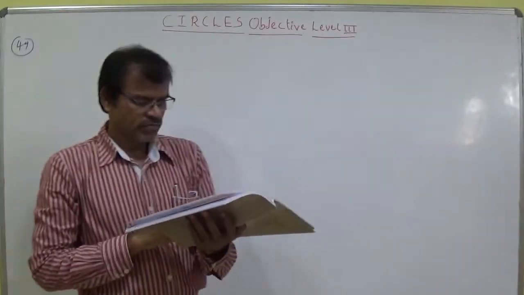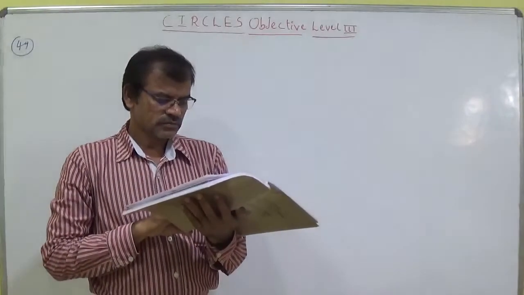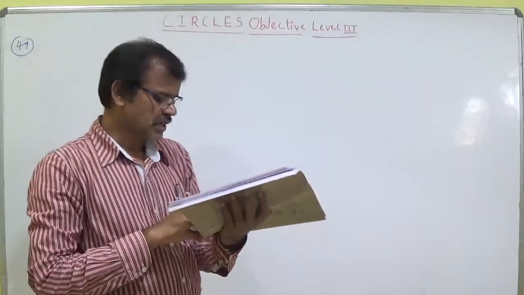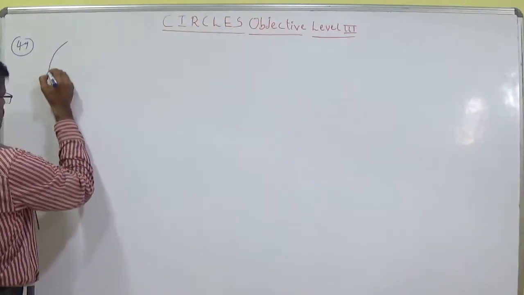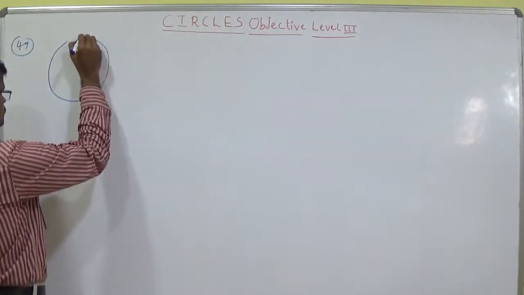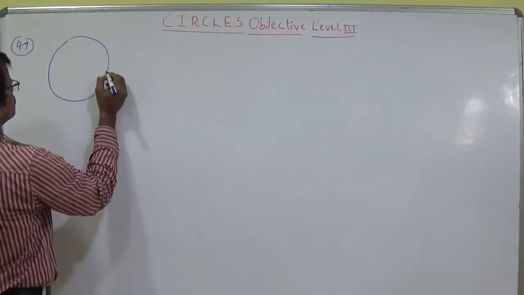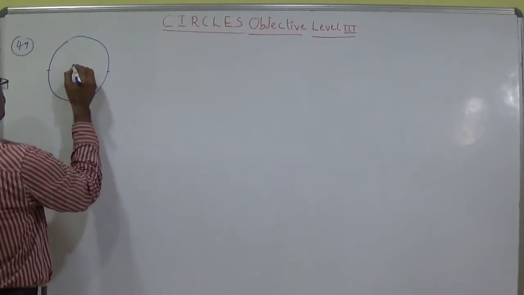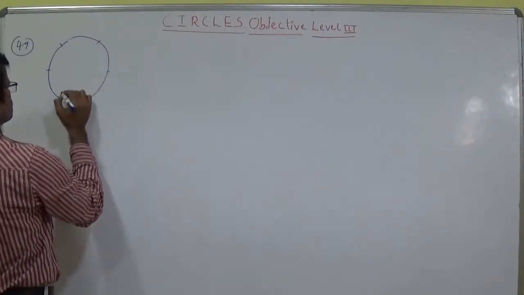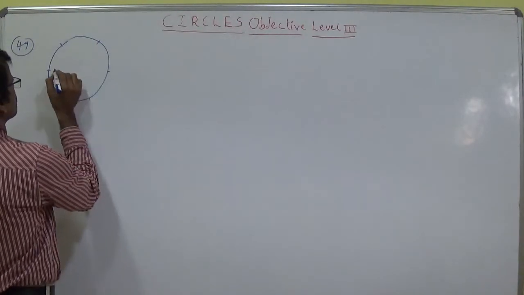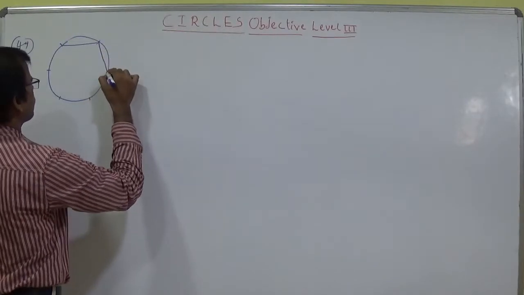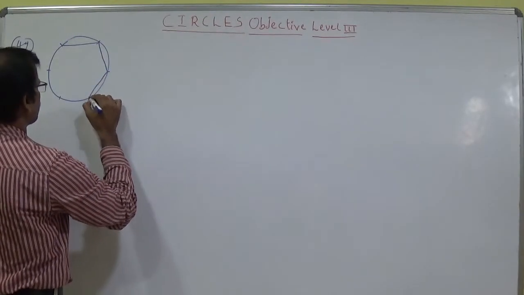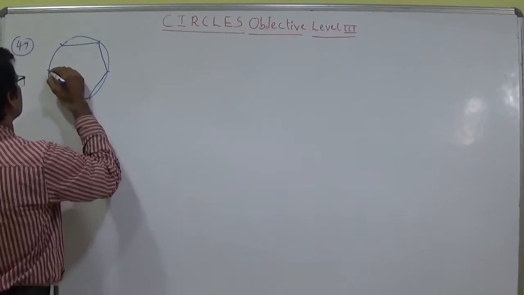Let A0, A1, A2, A3, A4, A5 be a regular hexagon inscribed in a unit circle with center at the origin, then the product of lengths of line segments. Draw a circle. Put 4 points. Join like this. 6 points.